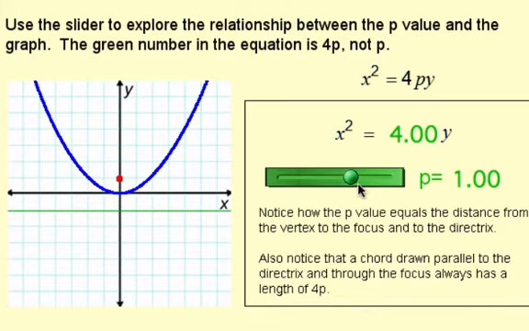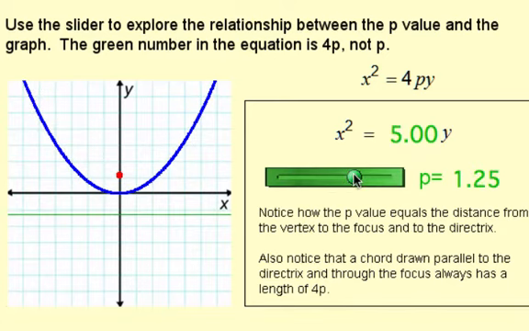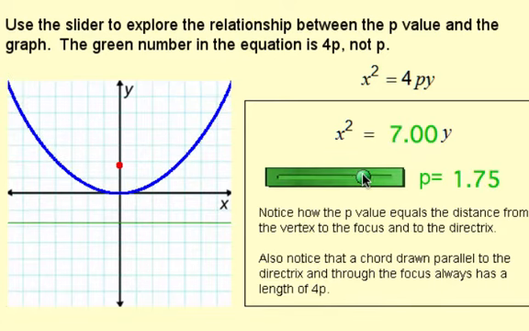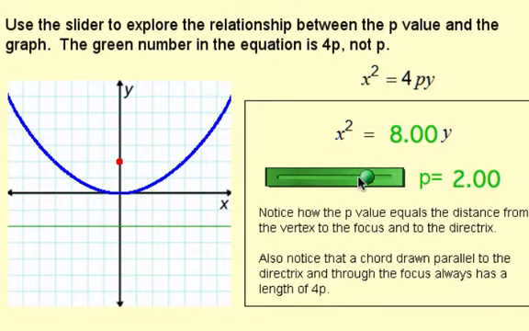So I'm going to slide the slider, and notice how the p-value equals the distance from the vertex to the focus and to the directrix. Right now p equals 1. The focus is 1 away from the vertex, and so is the directrix. So let's change this to 2. Okay, notice what happened. The distance from the vertex to the focus is 2, and to the directrix is 2, and notice the parabola is twice as wide.